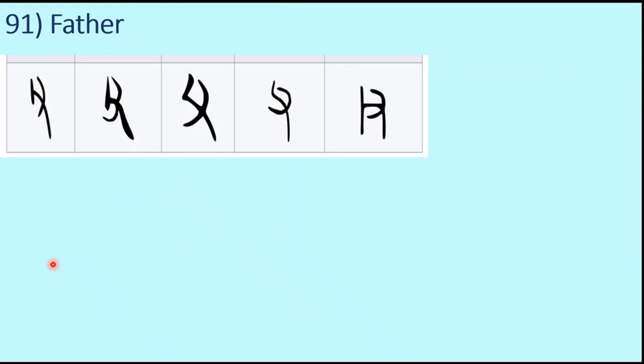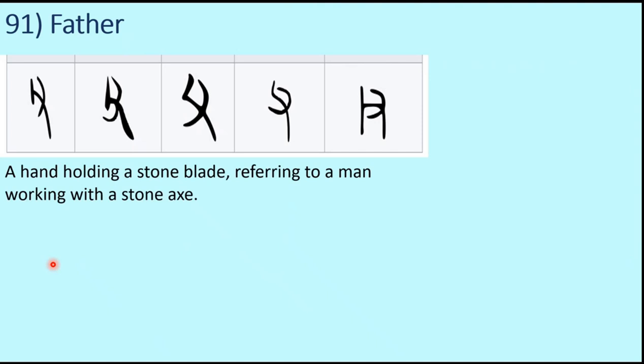As you can see, these are all ancient inscriptions over stone or bronze or iron, and these have developed or evolved over the different ages in ancient times. So what does this represent? All of these represent a human hand holding a stone blade, and it refers to a man working with a stone axe. So this is how the image of father has been brought forward in ancient times.